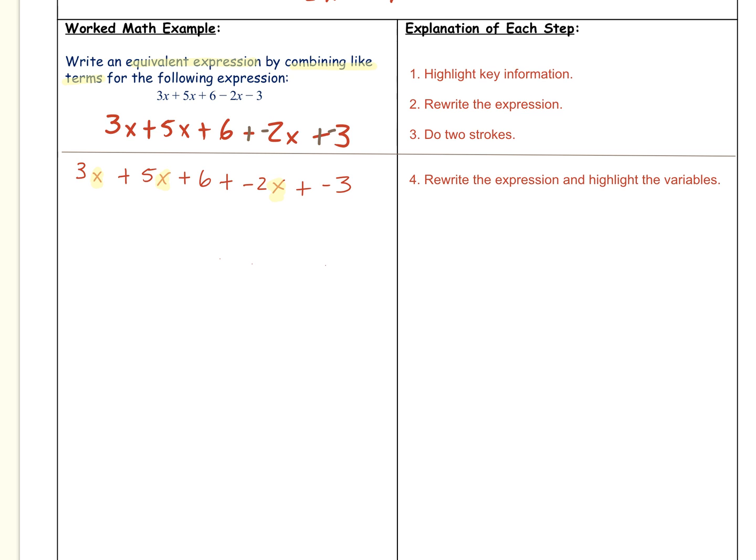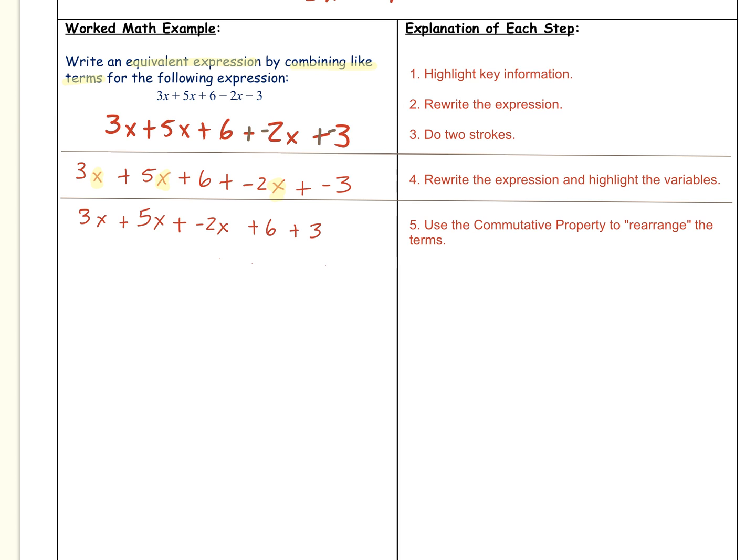Now we're going to use the properties to regroup and rearrange our elements. We are going to start by using the commutative property to rearrange the terms. That means I'm going to move them around. I need to put all my variables on one side and all my constants on the other. So every term that has a variable, which we highlighted earlier, we're going to put on the left. And we get 3x plus 5x plus negative 2x plus 6 plus 3.